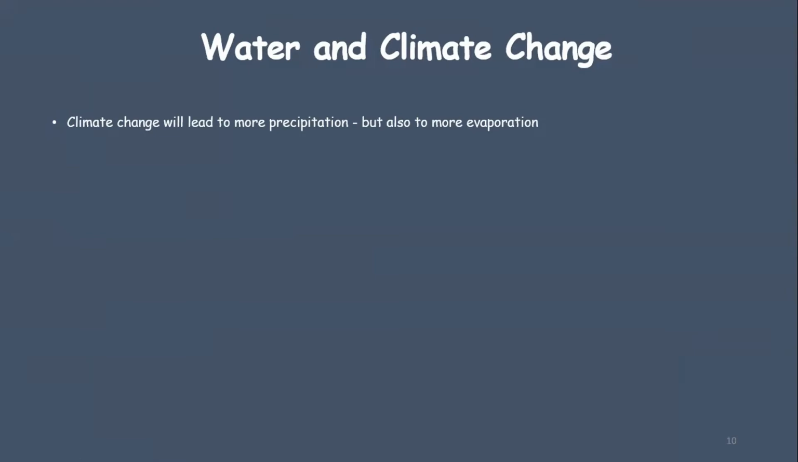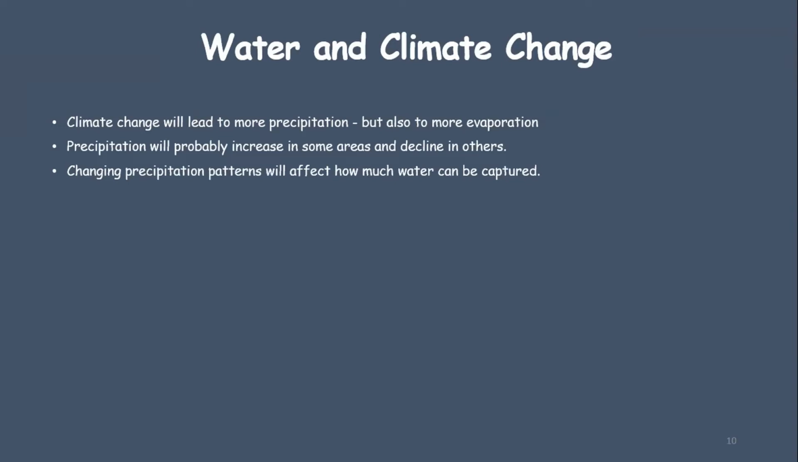Mostly we are facing more precipitation than usual, and ultimately more precipitation is not good for us, because if there is more precipitation, then there will also be more evapotranspiration. So precipitation will probably increase in some areas, whereas in other areas it can also decline. This changing precipitation pattern is now affecting the availability of water.